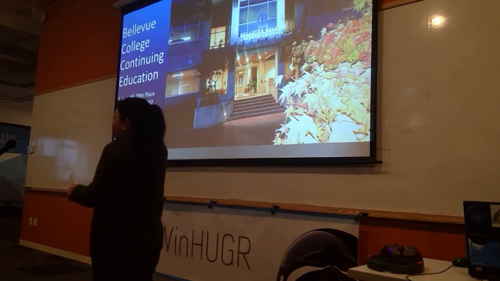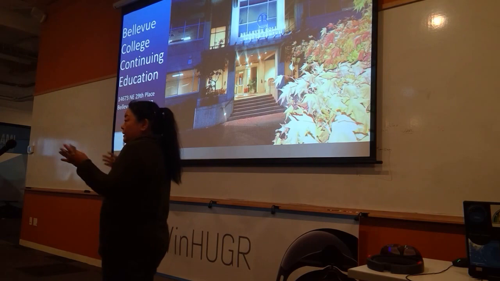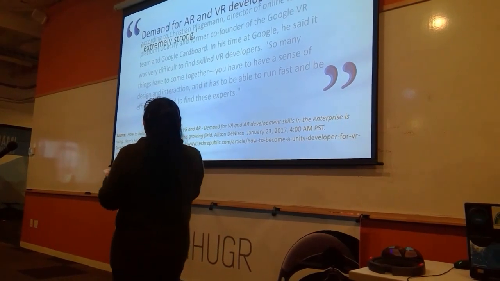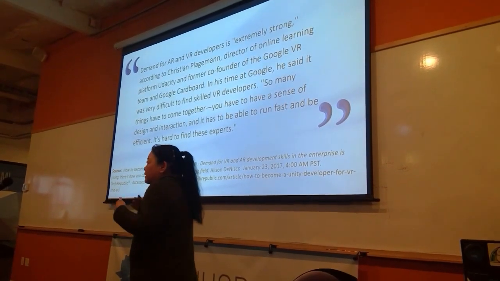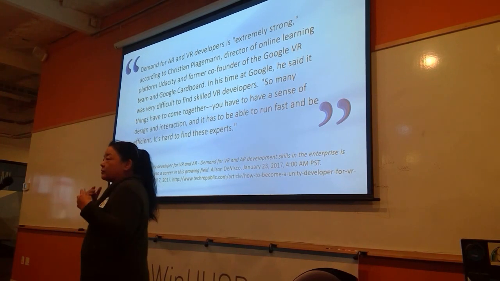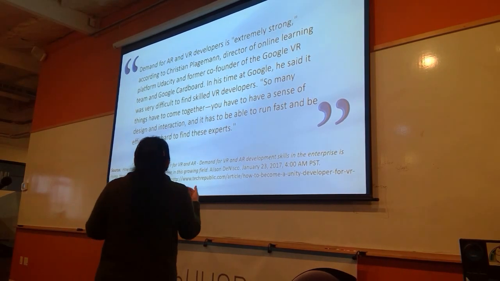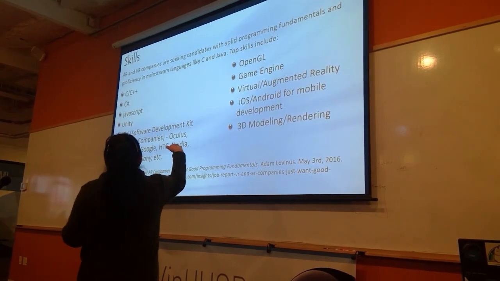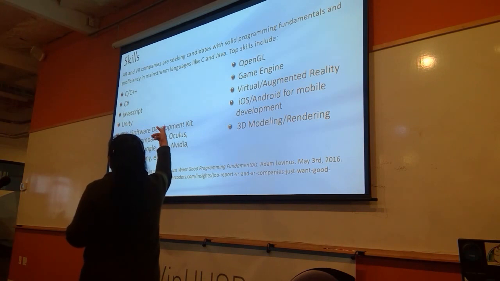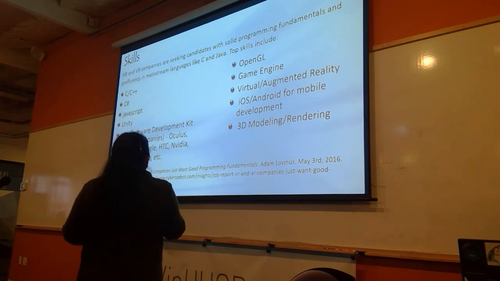The campus is located very close to this site, right up on Northeast 29th Street. Next slide. Demand for AR developers is extremely strong, especially recently. Because the space is very new, there are not that many developers out there, so the job market is very strong, and I know there are a lot of companies now looking for developers. Next. These are the general skill sets that companies are looking for: C, C++, C#. We use Unity for the HoloLens, so C#, JavaScript, and Unity are important skill sets.